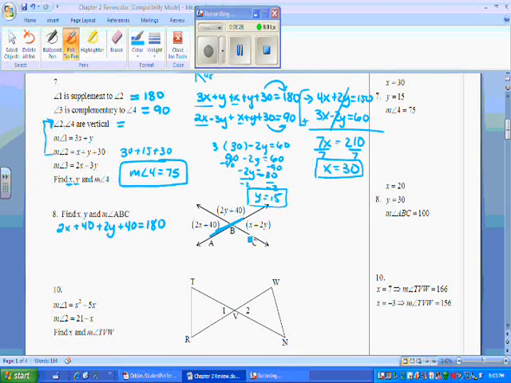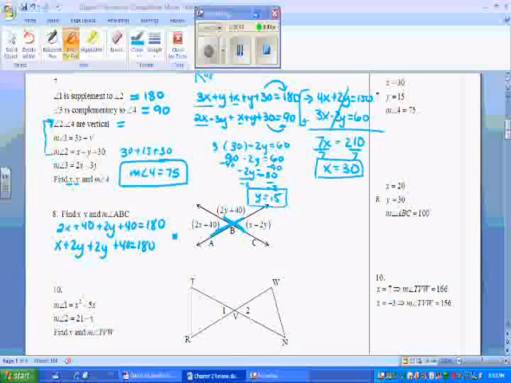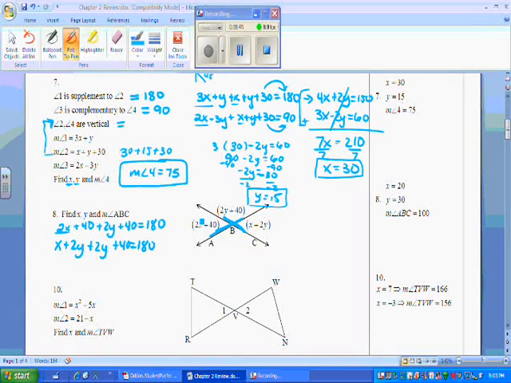And then I can say these two this way also add to equal 180. So x plus 2y plus 2y plus 40 equals 180. And set up another system. Simplifying this, 2x and then 2y, and then we got 40 and 40 is 80, but the 80 needs to go this way, so that means that's 100. So one equation, I'm going to write it over here, is 2x plus 2y equals 100.